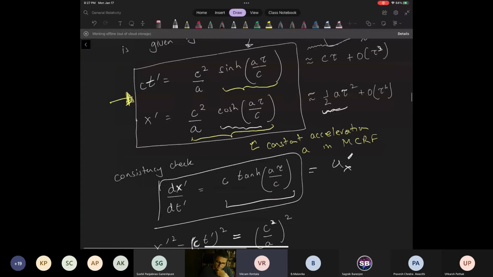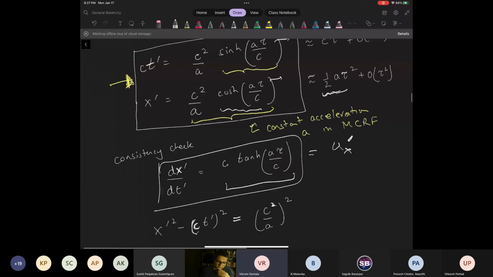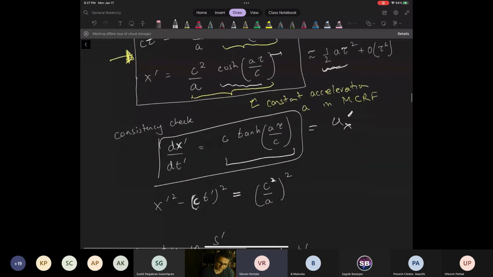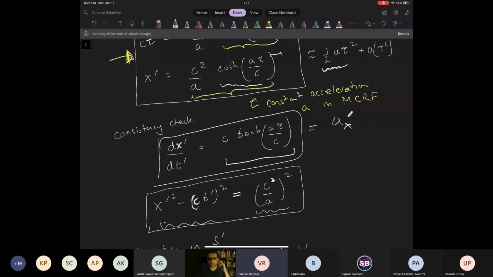The other thing about this trajectory is you can eliminate this parameter tau. Because this is a parametric trajectory, but you can eliminate the parameter tau to get the form of the trajectory. And to eliminate it, you simply take the square of this and the square of this and subtract them. So cos square minus sin square is 1. So you'll get x square minus ct prime square is equal to c square over a whole square. And this is the equation for a hyperbola.